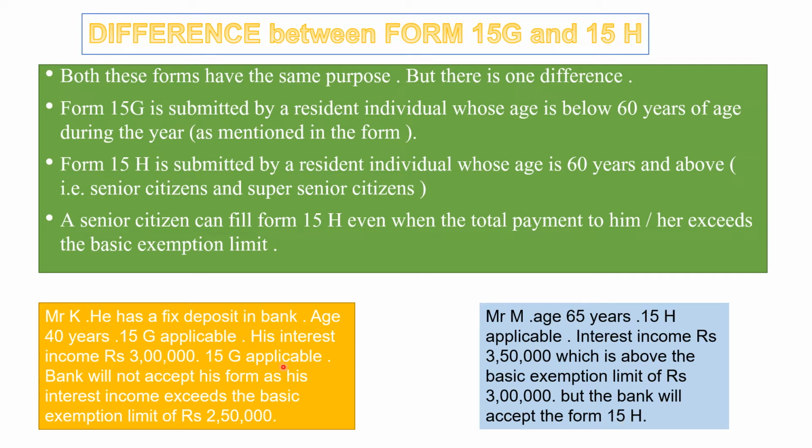For a person to file 15G, no doubt he has to be below 60 years of age. This is the first condition. The second condition is that you have to be within the exemption limit. If you cross the basic exemption limit, 15G will not be applicable. But in this case, it is different. First condition, you have to be over 60 years of age. And second condition, even if you are beyond the basic exemption limit, you can file Form 15H. This is another basic difference between these two forms.